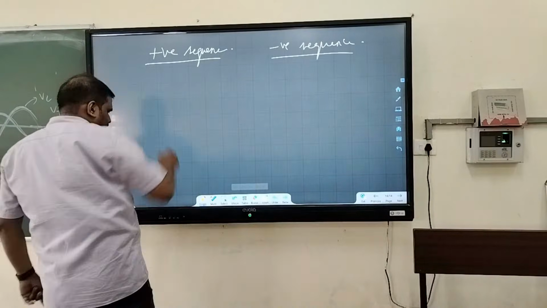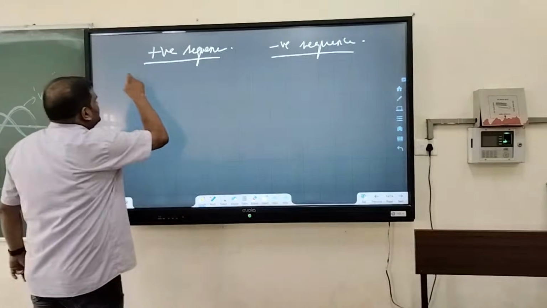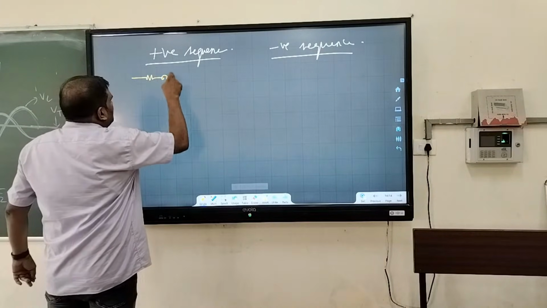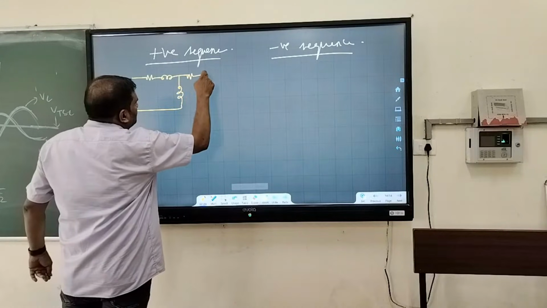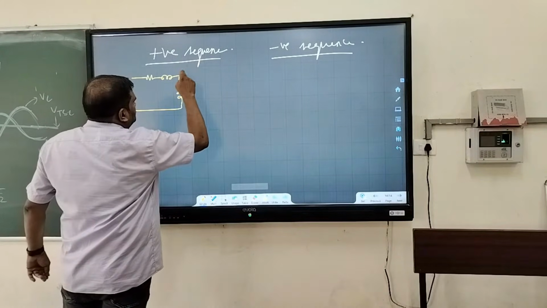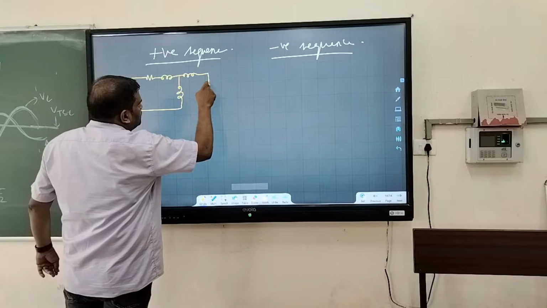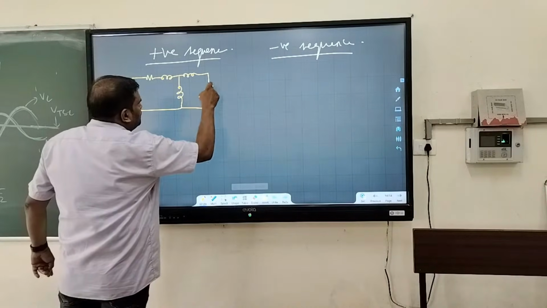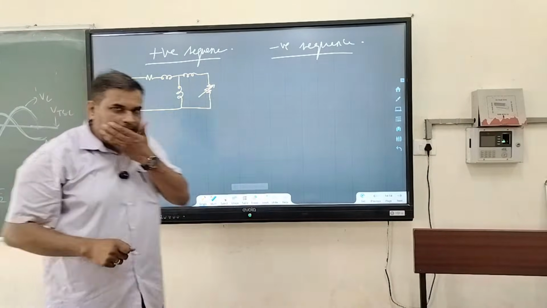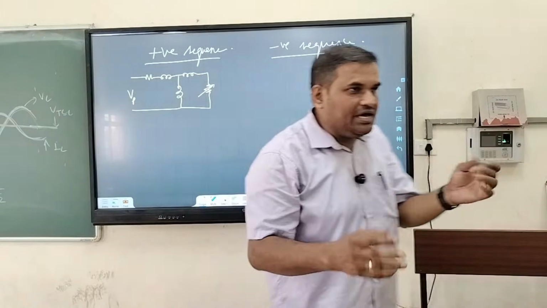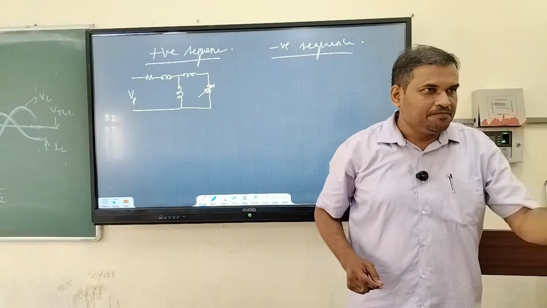First is the equivalent circuit. In case of positive sequence, the equivalent circuit is as follows. So you can write, instead of V, VP. VP is for the positive sequence.